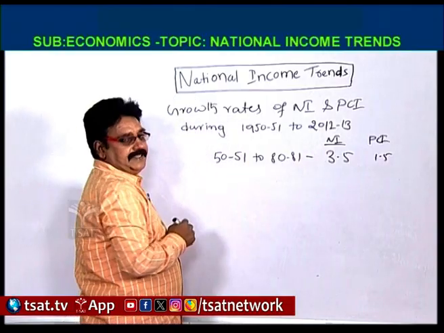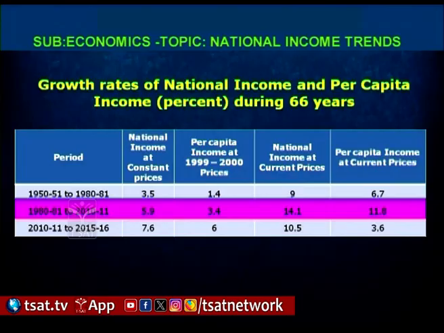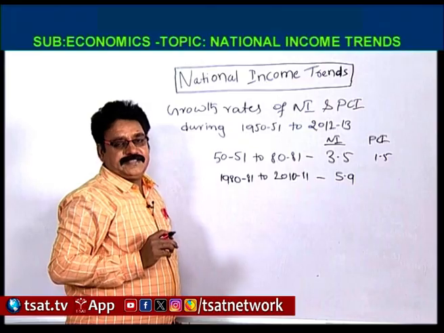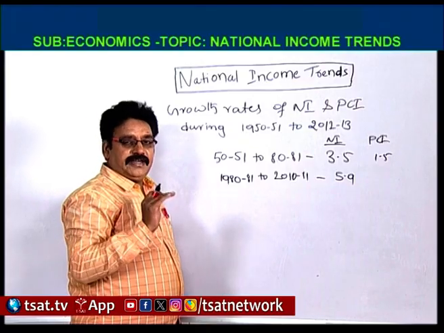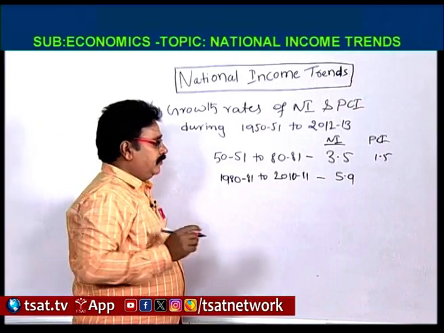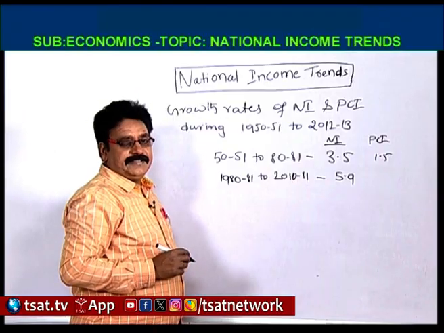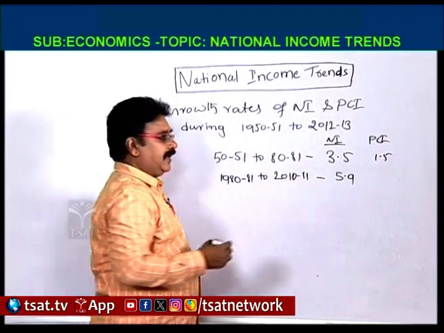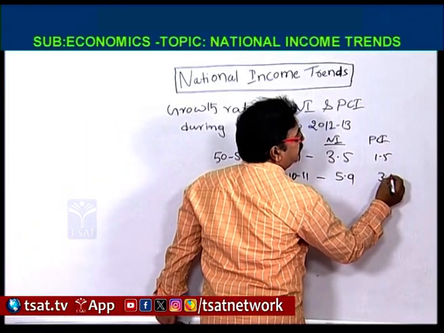In the next 30 years, 1980-81 to 2010-11, we increased our average annual growth rate to 5.9%. It is a considerable growth rate. We can recognize that India is an emerging economy, registering high growth rates like a developed economy. In these 30 years, the average is 5.9% and per capita income is also increasing at 3.4%.